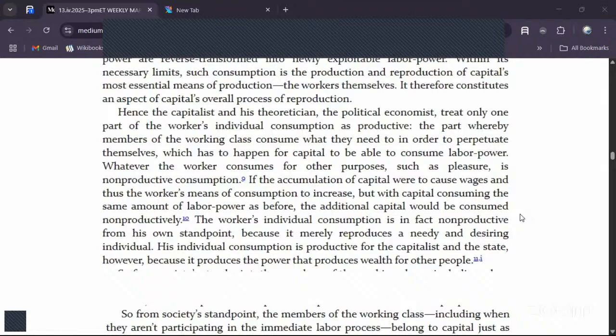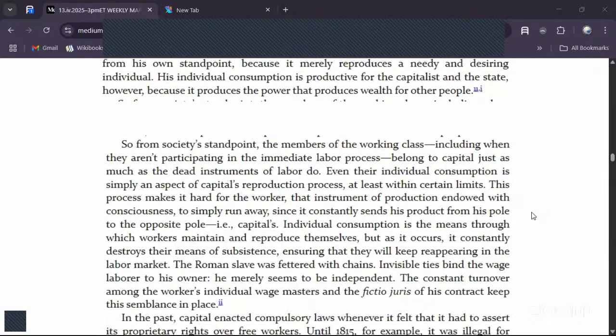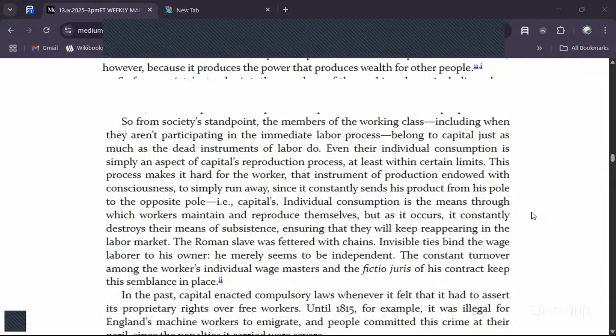His individual consumption is productive for the capitalist and the state, however, because it produces the power that produces wealth for other people. So from society's standpoint, the members of the working class, including when they aren't participating in the immediate labor process, belong to capital just as much as the dead instruments of labor do. Even their individual consumption is simply an aspect of capital's reproduction process, at least within certain limits.